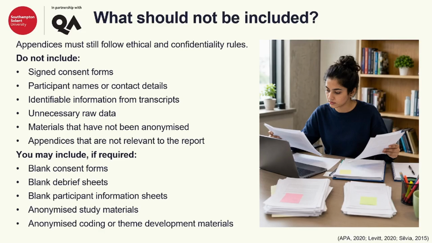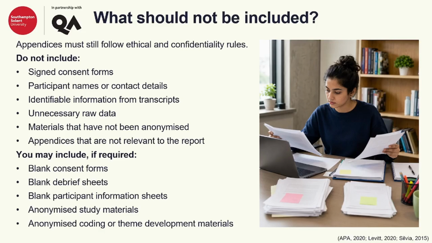Before submitting your report, check each appendix using three questions. First, is this appendix relevant to the report? Second, is it clearly labeled and mentioned in the main body? Third, has all identifiable or confidential information been removed? If the answer to any of these questions is no, the appendix should be revised or removed.